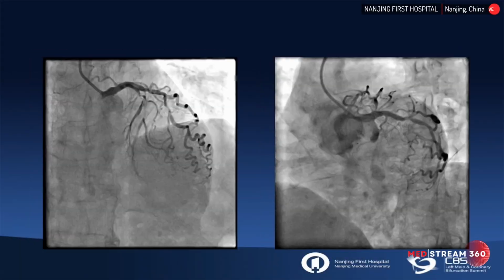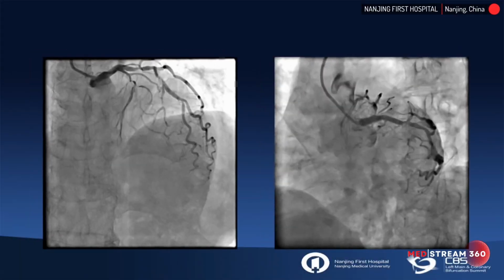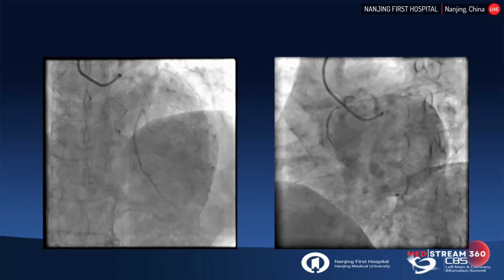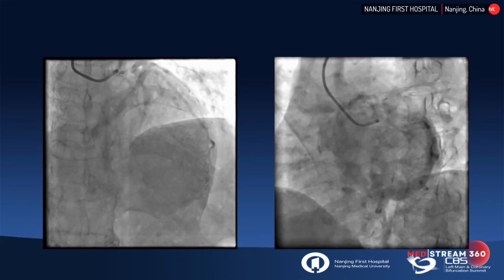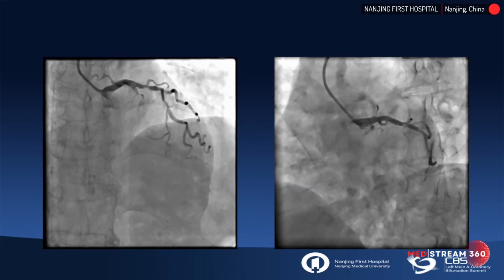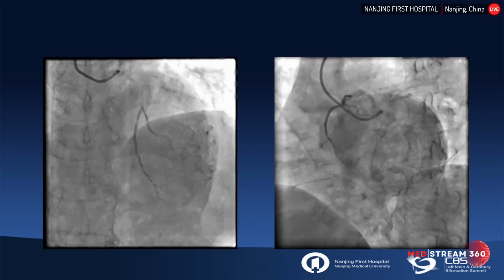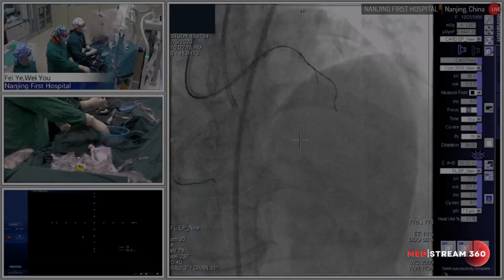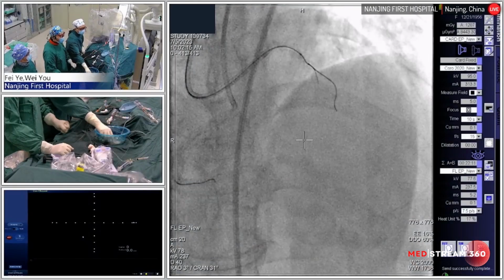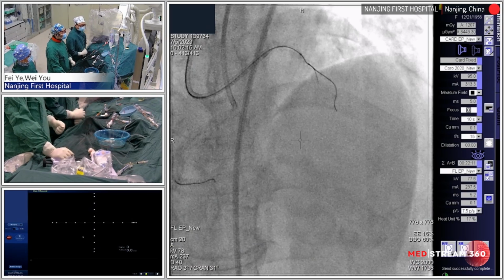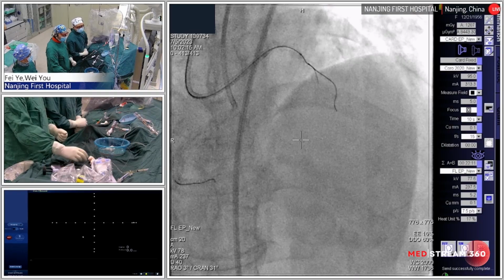We also see the LAO cranial and the spider position to further test the above-mentioned lesions. As you see, our case is a triple vessel disease, and I think you'd like to see today's angiography. Please show our today's angiography.